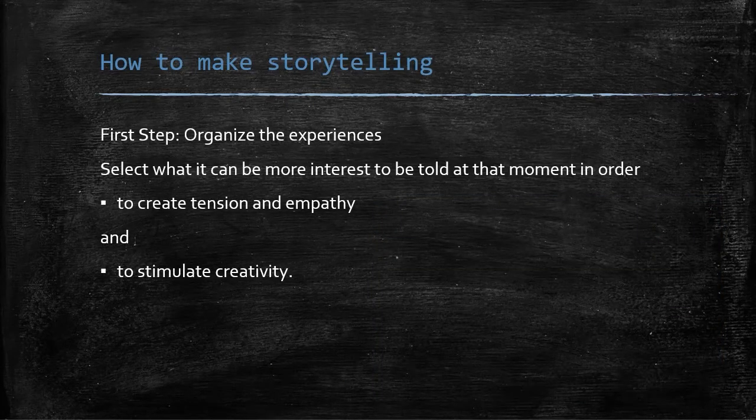How to make storytelling. First step. Organize the experiences. Select what can be more interesting to be told at that moment in order to create tension and empathy and to stimulate creativity.